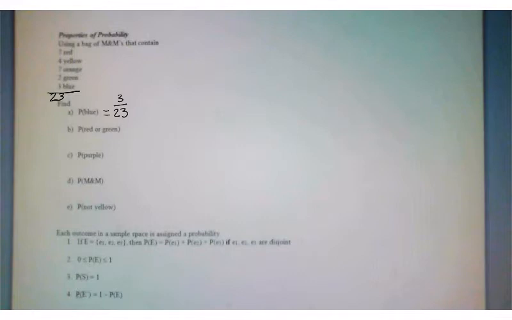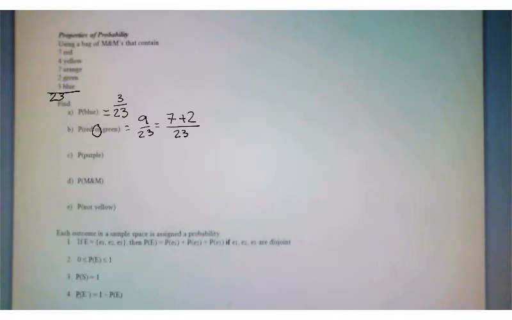Next, let's look at the probability of selecting a red or a green. Well, if you're thinking that it's 9 out of 23, you're absolutely correct. Let's take a look at how we got that probability. Remember OR. That's the key word for that union, which means everything in one set or the other. So it makes sense that we would take the 7 red, add it to the 2 green to get a total of 9 successes, and then of course out of 23 M&Ms.